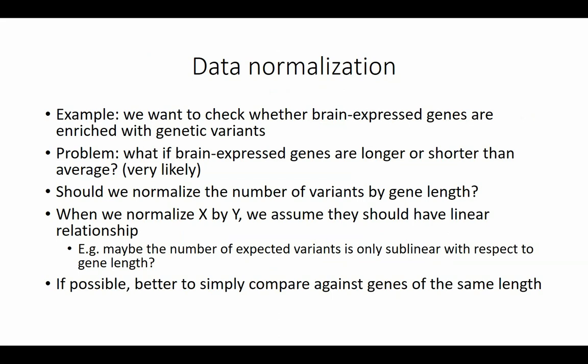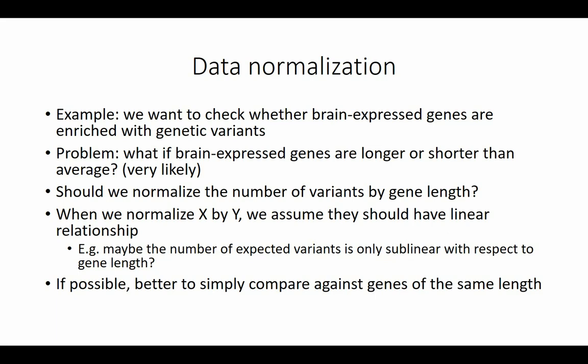A final thing I wanted to mention in this context is the issue of data normalization. I think it will be easier to illustrate that through an example. So let's say that we want to check whether brain-expressed genes are enriched with genetic variants, so whether they have more variants than average. Then we would likely encounter a problem: it could very well be that brain-expressed genes are on average longer or shorter than regular genes. And if that's the case, we would obviously see more genetic variants, because we expect longer genes to just have more opportunity to accumulate variants.